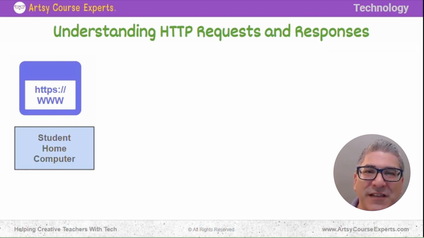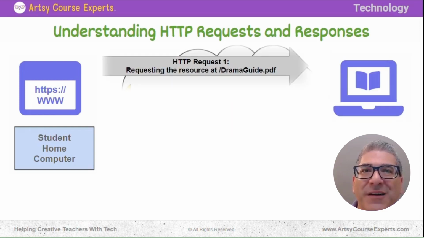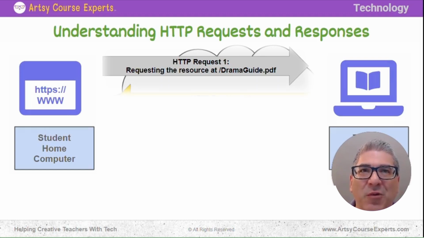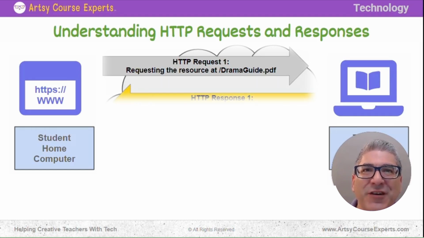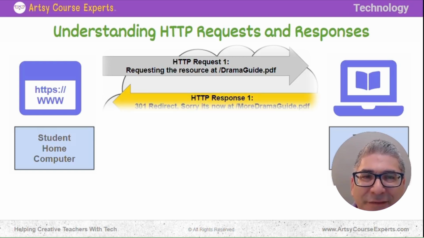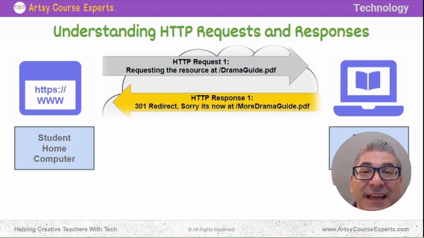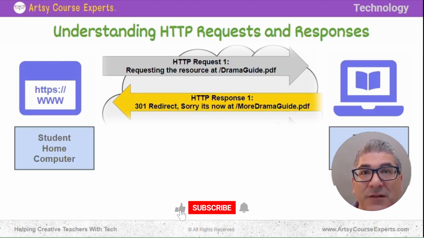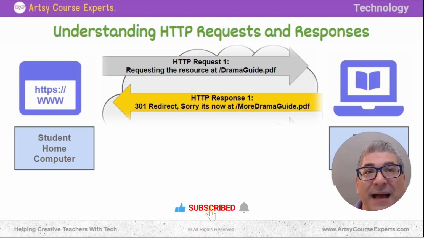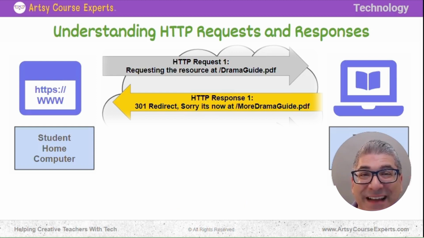Okay, so let's just say you're talking to your course server. And the student at home, they're on the browser, they are on your course system, and they request a lesson resource called the Drama Guide PDF. So they make the request, the browser sends a message to the server, I would like the DramaGuide.pdf. In this particular case, the server says, oh, I'm so sorry, that Drama Guide is no longer available. It's a 301 redirect. Browser, I don't have that, but I do have it at moredramaguide.pdf. Instead of Drama Guide, I have More Drama Guide, right?